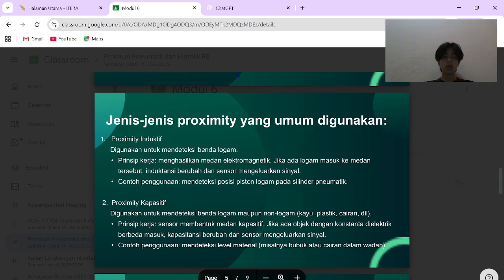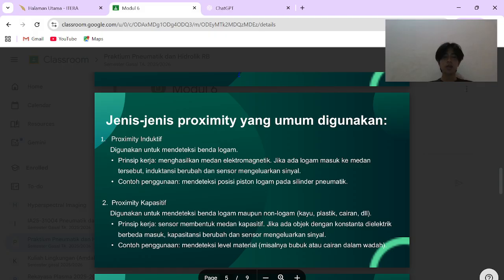Types of proximity sensors. One, inductive proximity sensor, used to detect metal objects. Working principle: it generates an electromagnetic field. When metal enters this field, inductance changes and the sensor outputs a signal. Example, detecting piston position in a pneumatic cylinder.